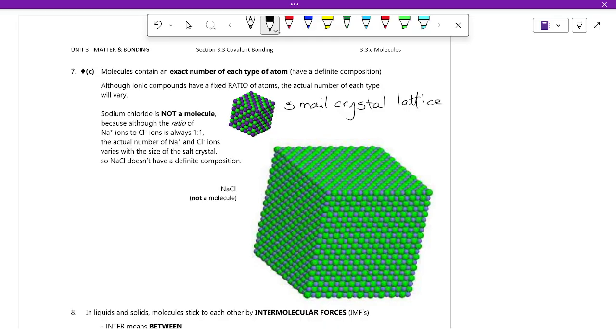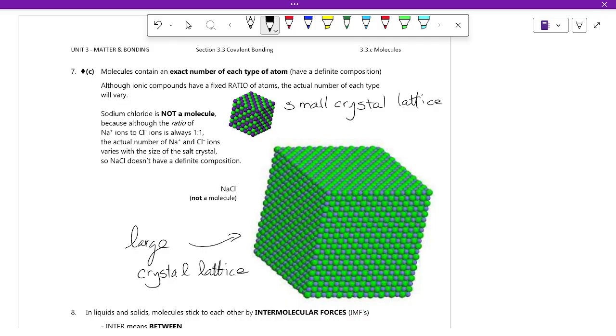Molecules always contain an exact number of each type of element. They have a definite composition, yes? Can you see that this small crystal lattice has many less ions than the large crystal lattice? Okay, so that's one way that you can tell that an ionic compound is not a molecule.